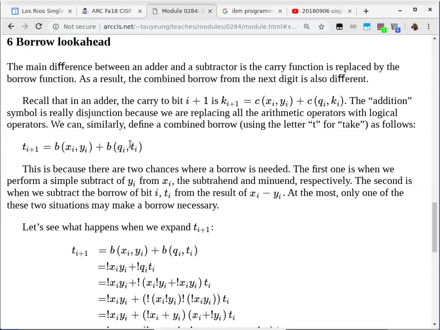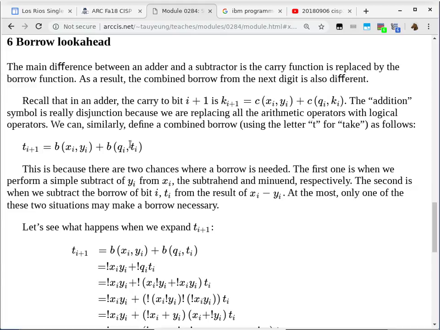Well, let's try to figure out the logic. Let's say b of xi yi is a 1. According to the equation b, what does that guarantee? If b of xi yi is already a 1, what can we know about xi and yi? Yeah, xi is 0 and yi is a 1. So when b of xi yi is a 1, we know that x has to be a 0 and y has to be a 1. Okay. Does that help me determine what q is? What is q?